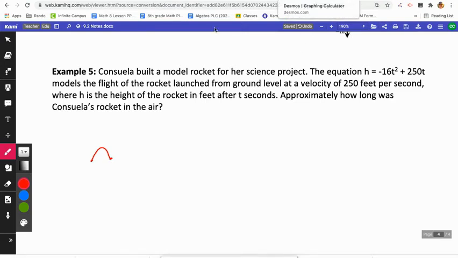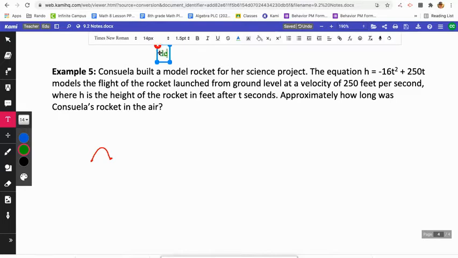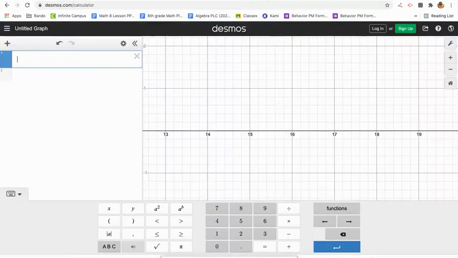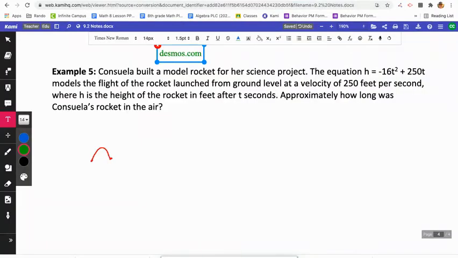I do want you to go to desmos.com. Again, desmos.com, and you can go to /calculator. That is the website that you can use to get to Desmos.